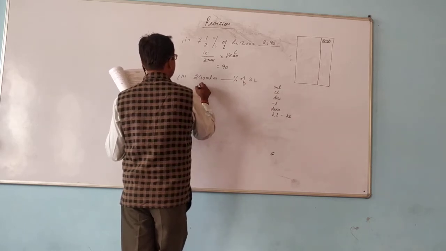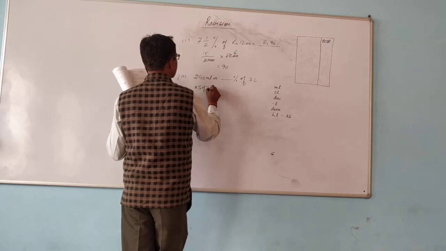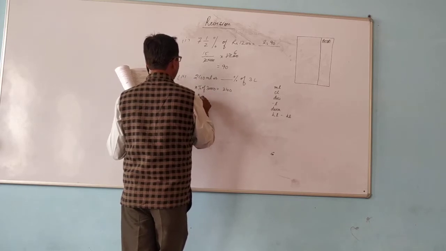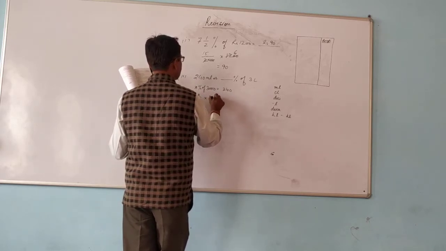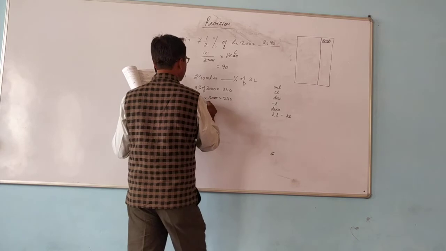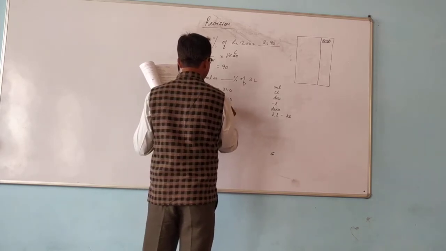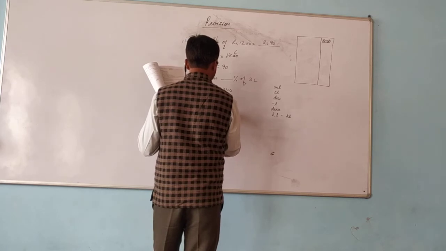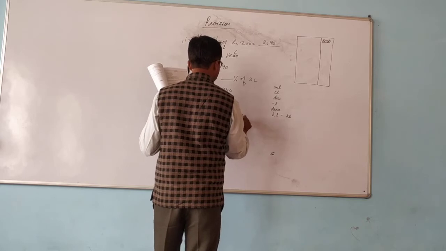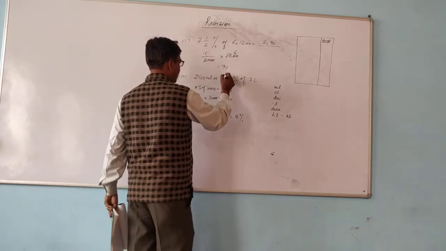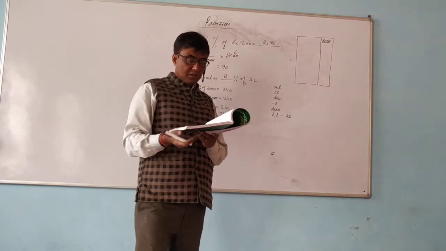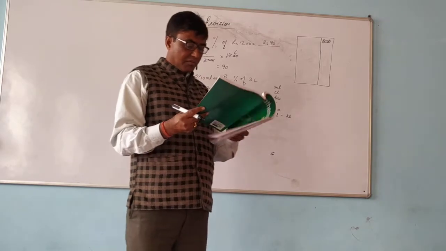So now 240 ml is dash percent of 3 liters. So x percent of 3000 is equals to 240. Means x upon 100 into 3000 is equals to 240. Cancelling it out, we get 30x is equals to 240. So x becomes 240 upon 30, that is equals to 8%. So 240 ml is 8% of 3 liters. Clear? In the same way, we have to solve the other fill in the blanks.